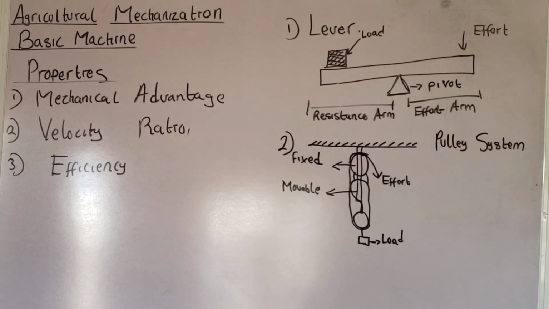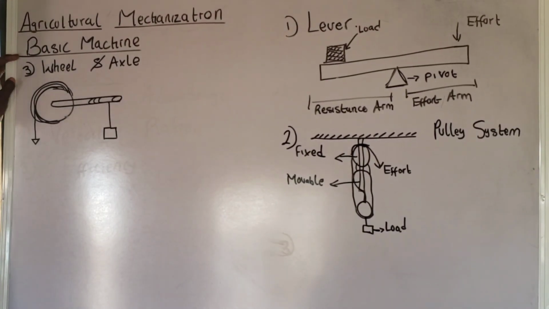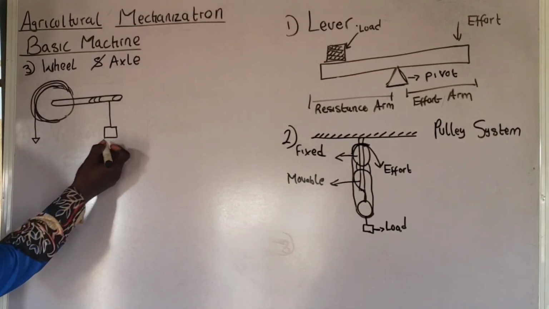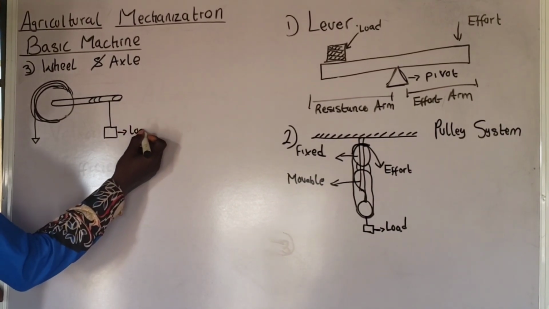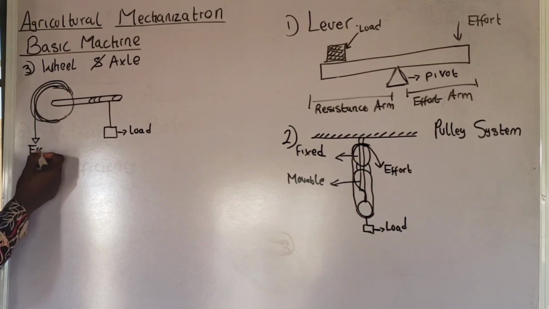So that is for the pulley system. Another basic machine that we're going to talk about is the wheel and axle. This is how a typical wheel and axle looks. On this wheel and axle, we have the load, which is here, and we have the effort that is applied to lift the load.